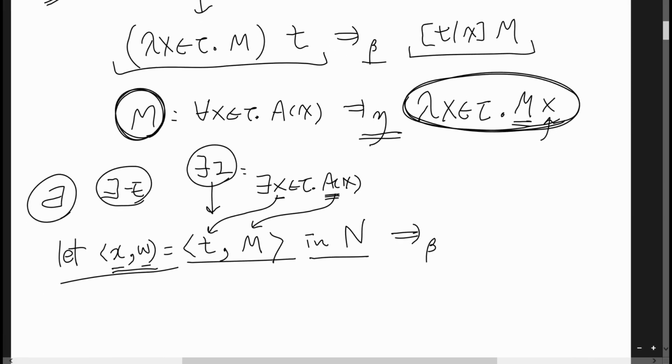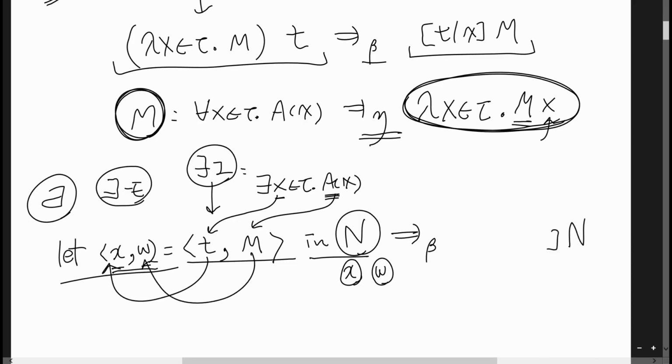So the idea is pretty simple. Inside this proof term N, we may see instances of term variable x and also ordinary variable w. And you just substitute t for x and M for w. So that gives us x replaced by t, and for w we have M. So that's the beta reduction for this existential quantification.